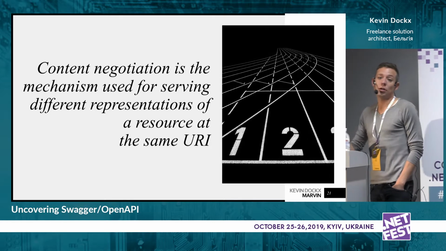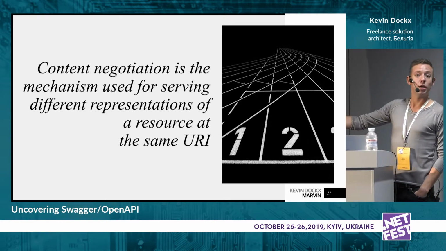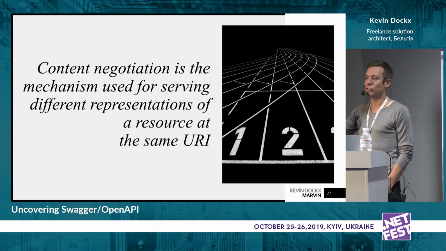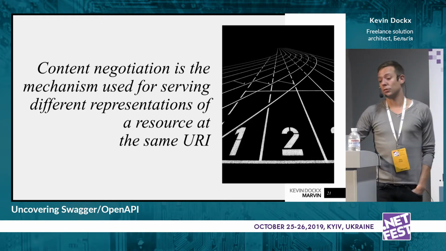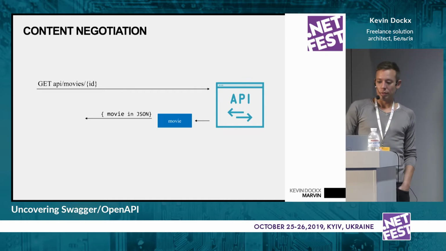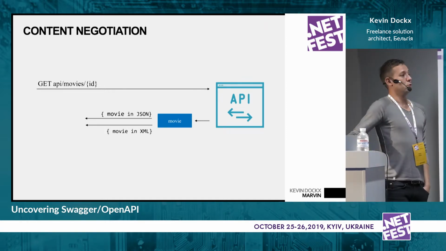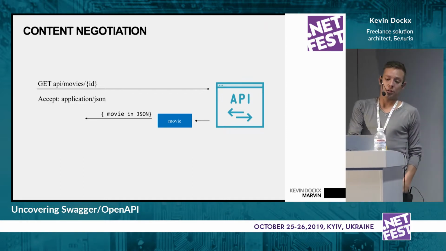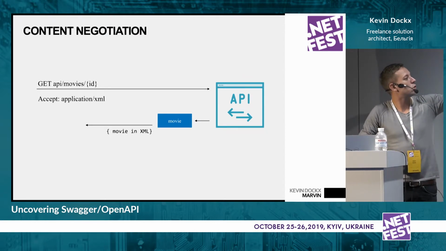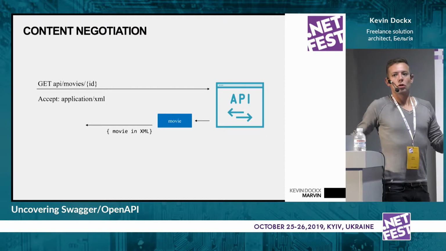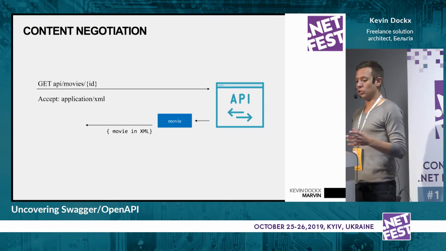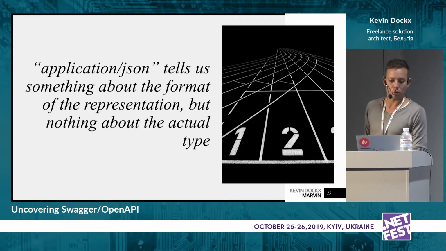endpoint. So for example, if you ask for application JSON, you get back a JSON representation of your author. If you ask for application XML, you get back the XML representation of an author. For example, a movie in JSON and XML, defined by what you pass through as an accept header. That's a basic form of content negotiation, but there's a more advanced form as well.